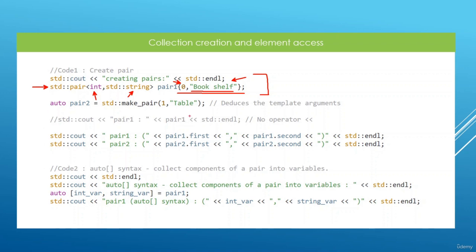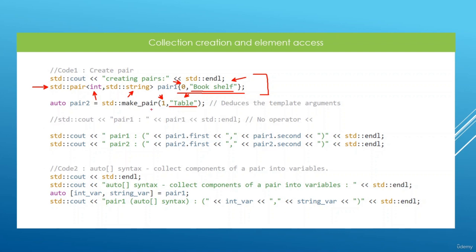Another way to create a pair is to use the std::make_pair method, which is going to create a pair and return it. And the types are going to be deduced. For example, if we pass in an integer, the key is going to be of type int. If we pass in a piece of text, which is really a const char array, that's going to be the type for our value, and this is going to work pretty well.